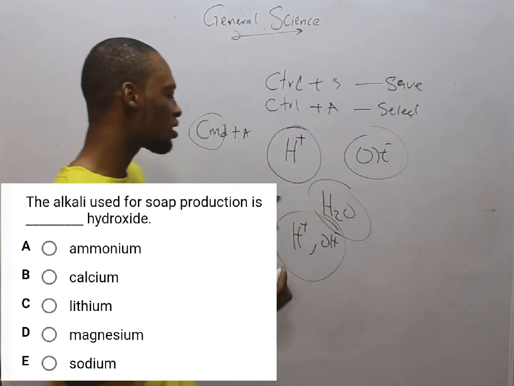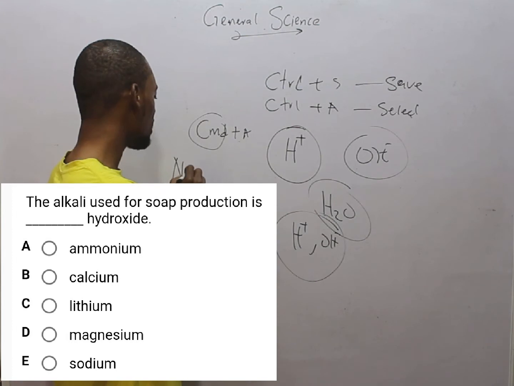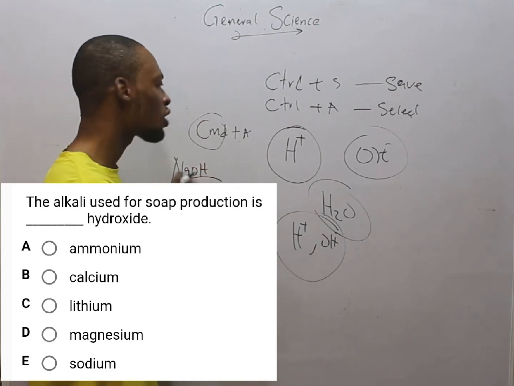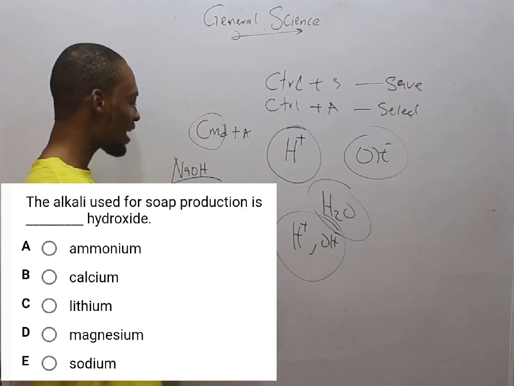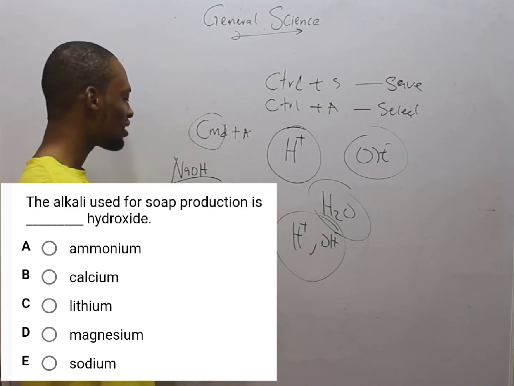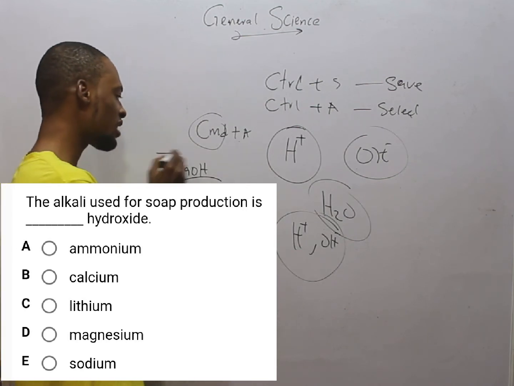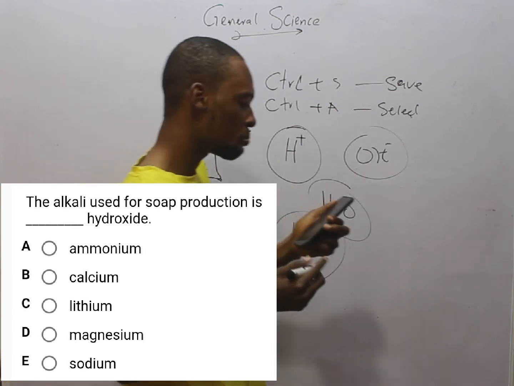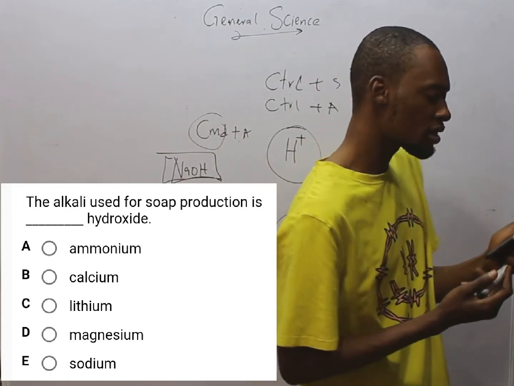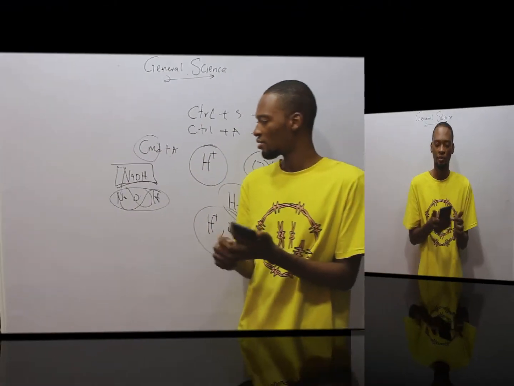In soap making, we use sodium hydroxide, NaOH. This is a compound. Three elements, sodium, oxygen, and hydrogen, combine chemically to form sodium hydroxide. This is a base. It is used for soap making. So sodium is correct. Sodium hydroxide.